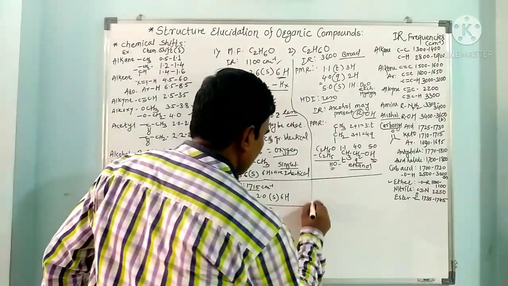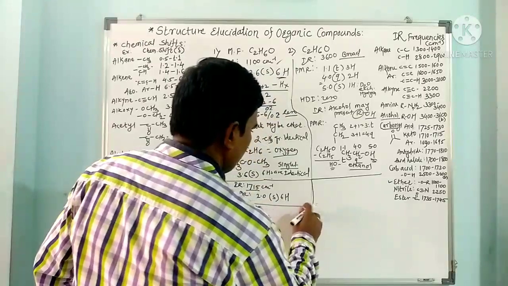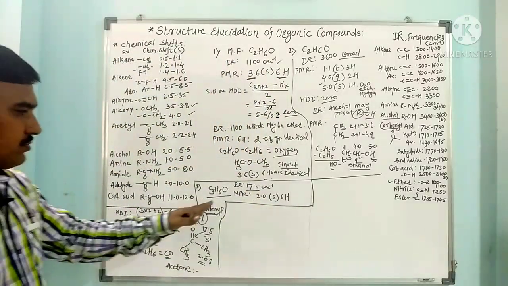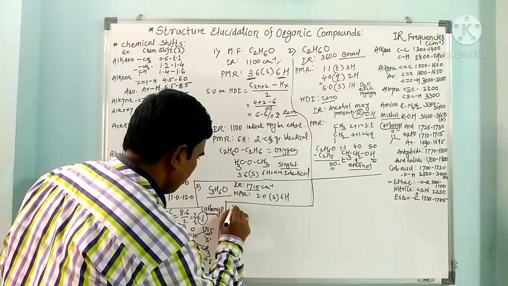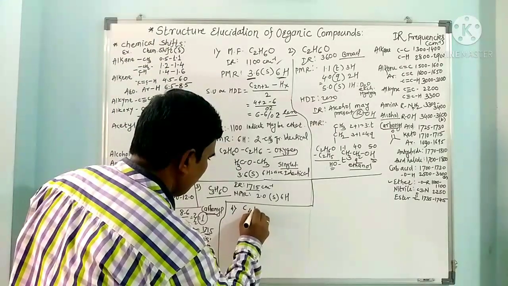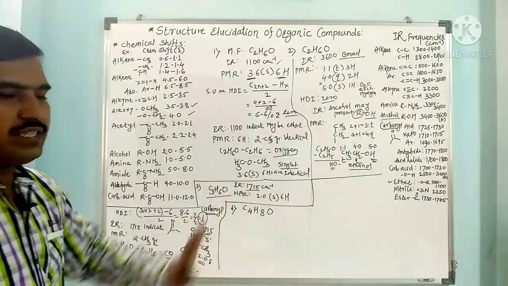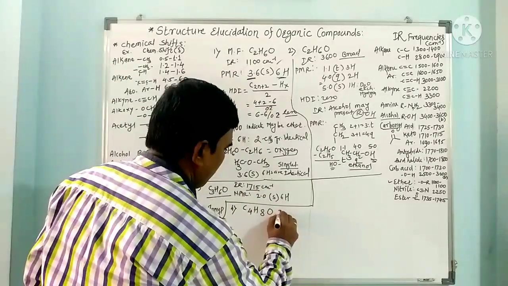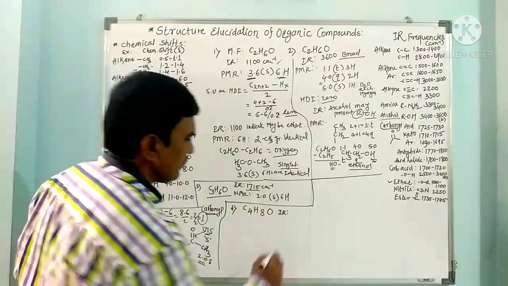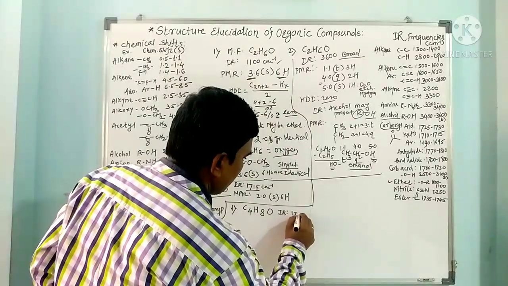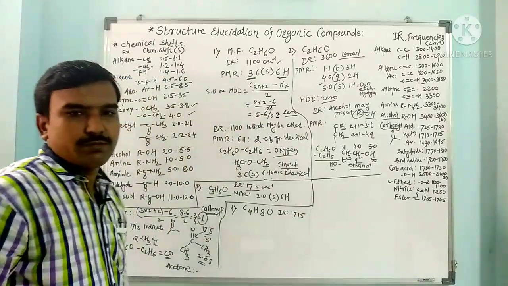Now we have to see the next molecular formula. The next one, the molecular formula is C4H8O, and the IR here has a stretching frequency of 1715, again 1715 per centimeter.